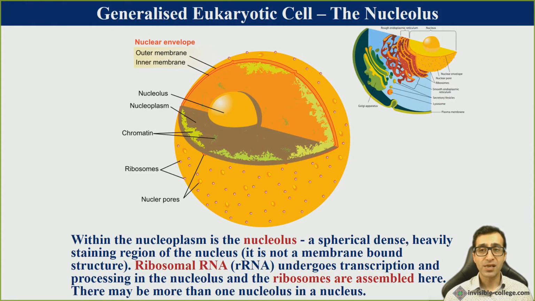Now, the nucleolus is a dense, spherical, heavily dark staining region of the nucleus, and it's not a membrane-bound structure. Now, you find that it's the ribosomal RNA, or rRNA, which undergoes transcription and processing in the nucleolus, and it's actually here in the nucleolus where the ribosomes are assembled.